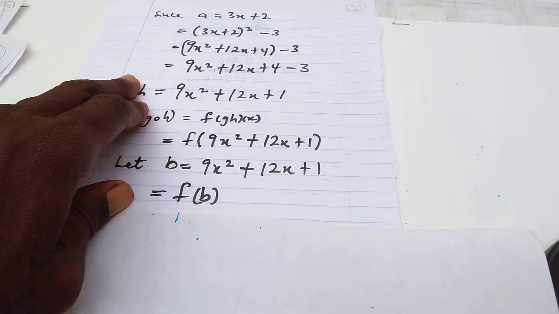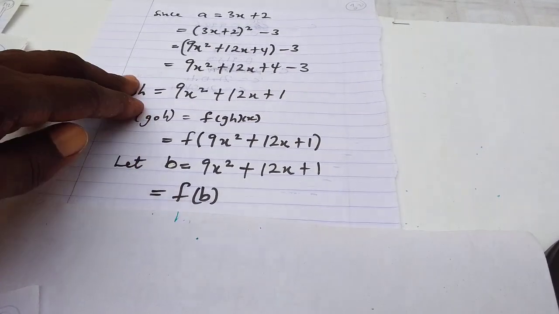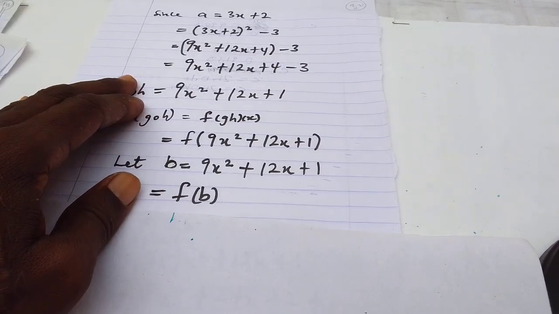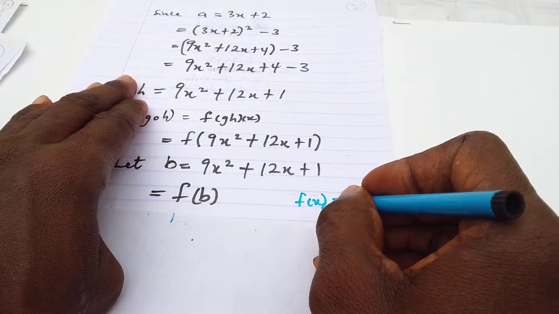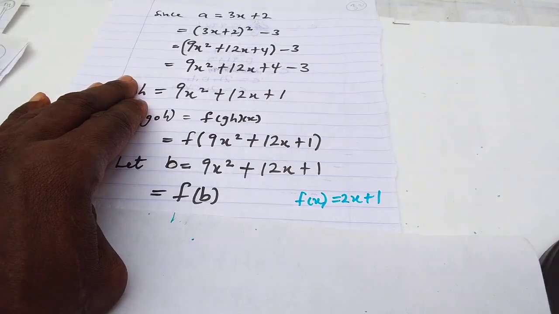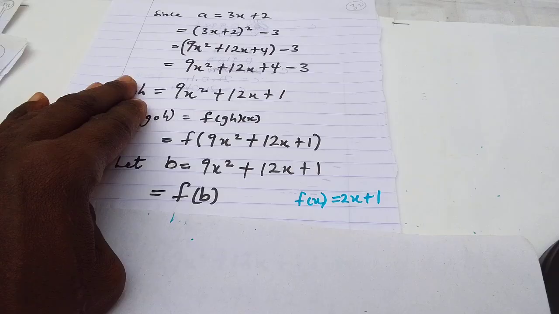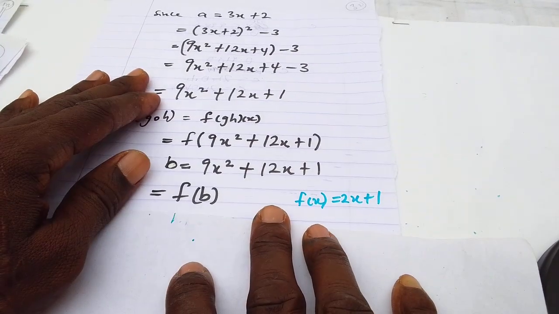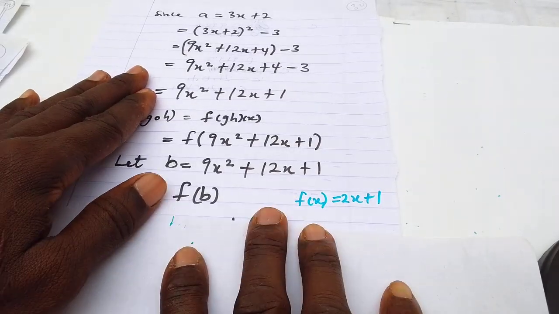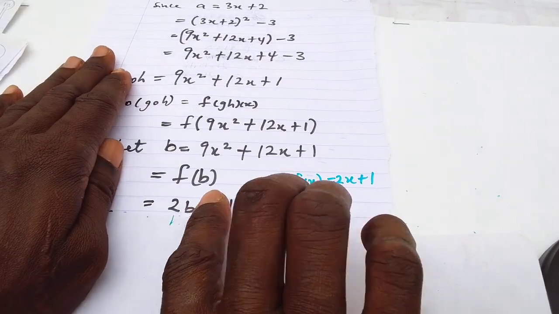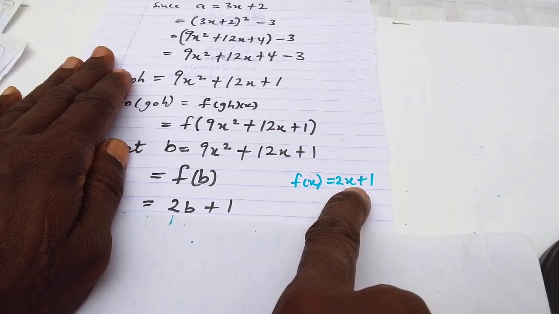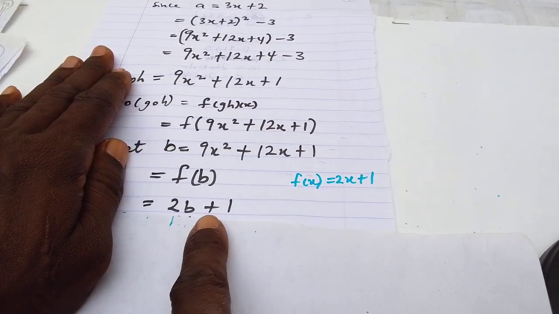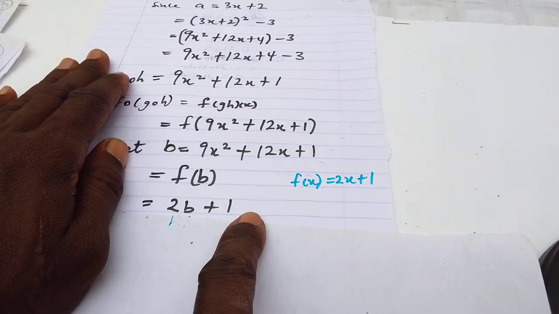F of B. Now, if you want to look for the mapping for F, the mapping for F is 2x plus 1. So that's the mapping for F, 2x plus 1. So now, for you to remove this F, since this is B, you substitute B into this mapping. So that means in place of x you put what? 2b plus 1.